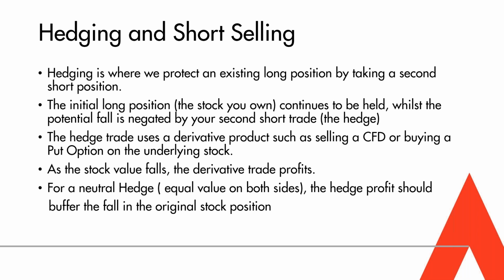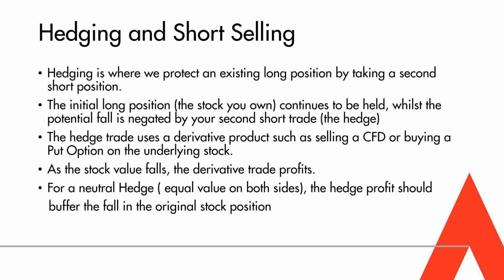The hedge trade utilizes a derivative product such as short selling CFDs or even buying a put option based on the underlying stock. Now, both those products, CFDs, particularly short selling CFDs, and buying put options, allow you to profit from downturns in a stock. As the stock falls in value, the derivative position is actually gaining profits.